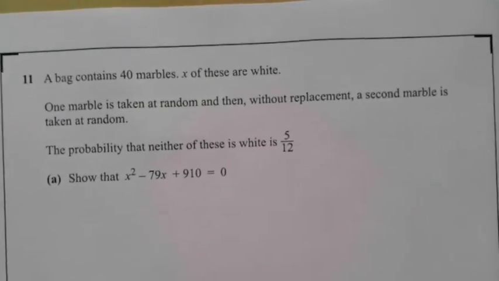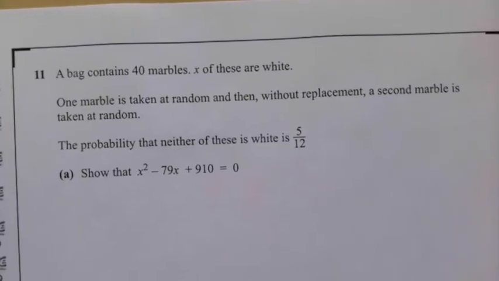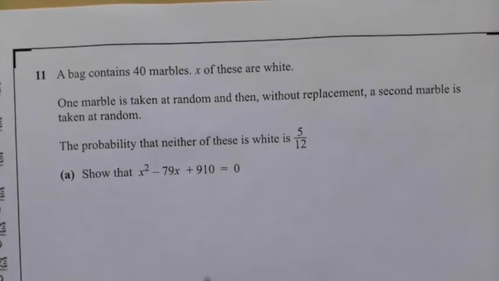A bag contains 40 marbles. X of these are white. One marble is taken at random, and then without replacement, a second marble is taken at random. The probability that neither of these is white is 5/12. Show that x squared minus 79x plus 910 is equal to 0. This is a tough question.